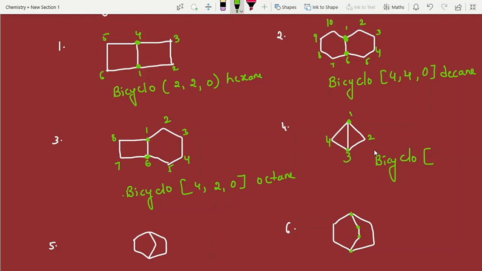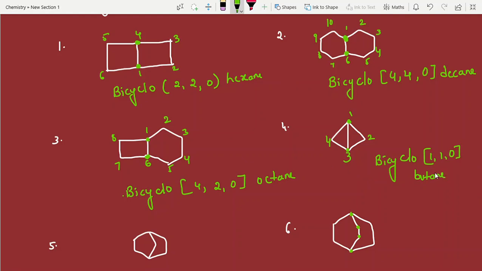Bicyclo. Tell me, students. 1 comma 1 comma 0. We have to write in descending order: 1 1 0, 4 4 0, 2 2 0, like this. 1 1 0 decane. Butane: 4 carbons only, so we have to write butane. Okay. Understanding it the first time may take time, afterwards it is easy.